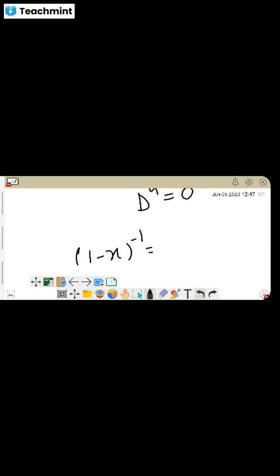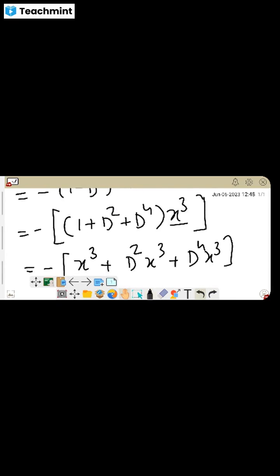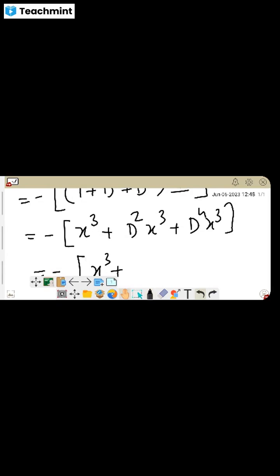Yeah, because here instead of x, we have d square, not only d. That is why we are using d square, then d4, then d6, and d8 and so on. Instead of d, we have d square. That is why. Clear now?